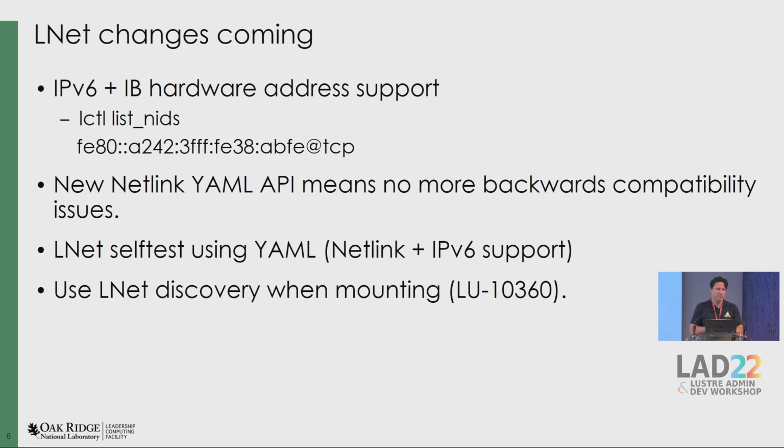So probably the biggest changes, and probably the one that's of most interest to people, is the LNet changes. We're going to see IB version 6 support, and not only IB version 6 support, but also IB hardware addressing support. That's a 20-bit address, so you will no longer need to set up a TCP stack on your IB. You'll be able just to talk to the remote hardware addresses.